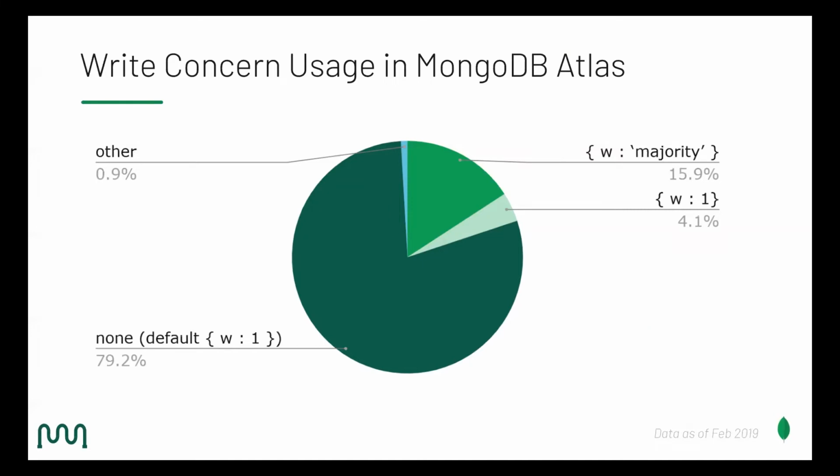At MongoDB, we think most applications should use write concern majority. Many large enterprises use write concerns to simplify their applications and make them more robust. But we will see that write concern majority isn't always the right choice.